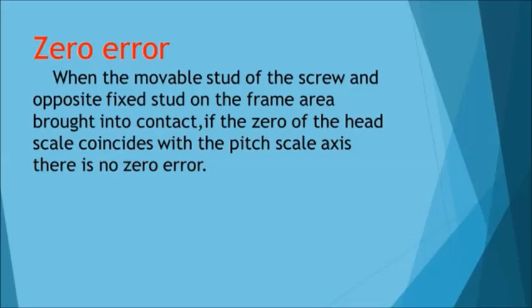What is positive zero error? When the movable stud of the screw and the opposite fixed stud on the frame are brought into contact, if the zero of the head scale lies below the pitch scale axis, the zero error is positive. If the zero of the head scale lies above the pitch scale axis, then the zero error is negative.